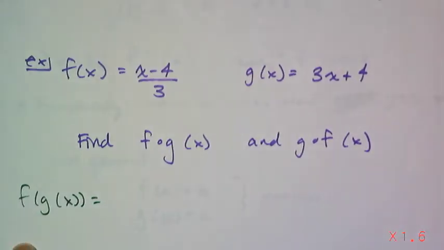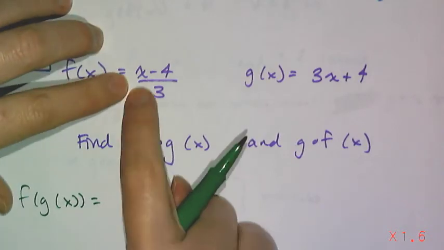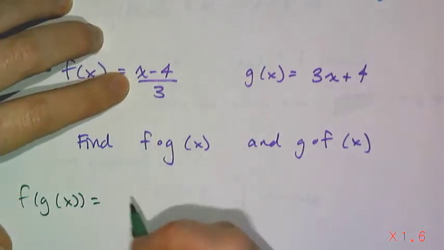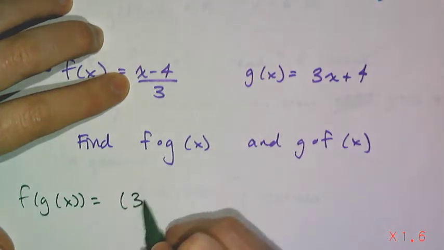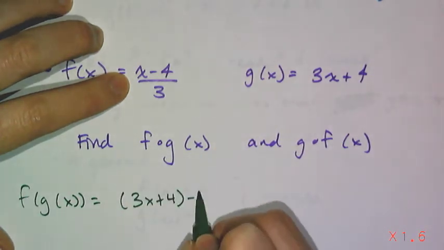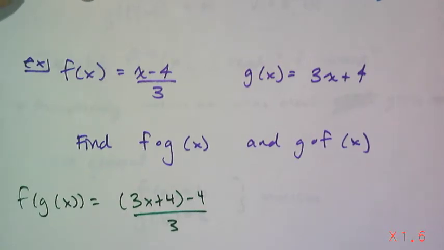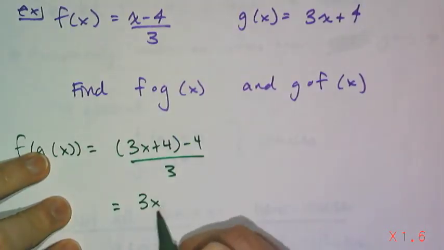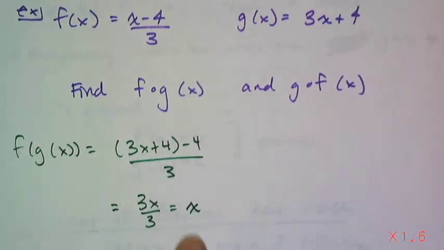So f of g of x means that I'm going to plug in g of x into f of x. So wherever I see the x in f of x, I'm going to replace it with g of x. So I have 3x plus 4 minus 4 all over 3. And when I simplify this, I get 3x over 3, or just x. Oh hey, check it out, that's the identity.